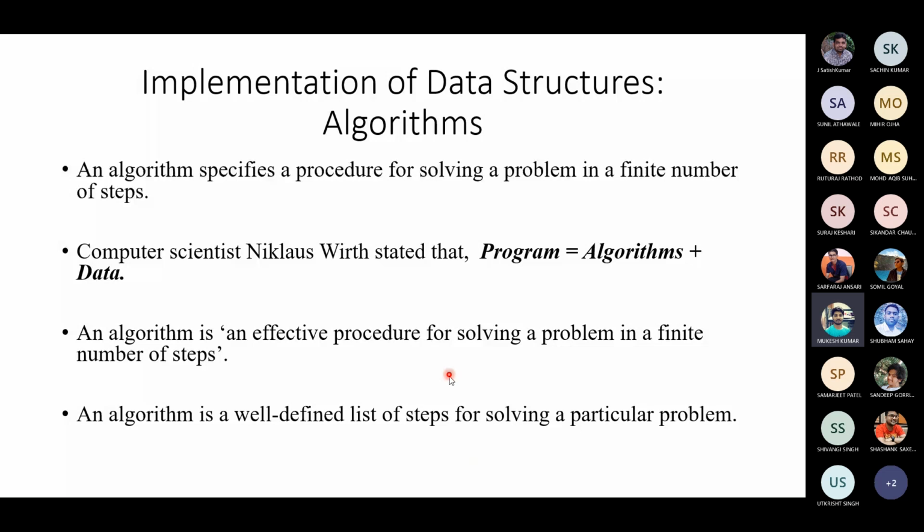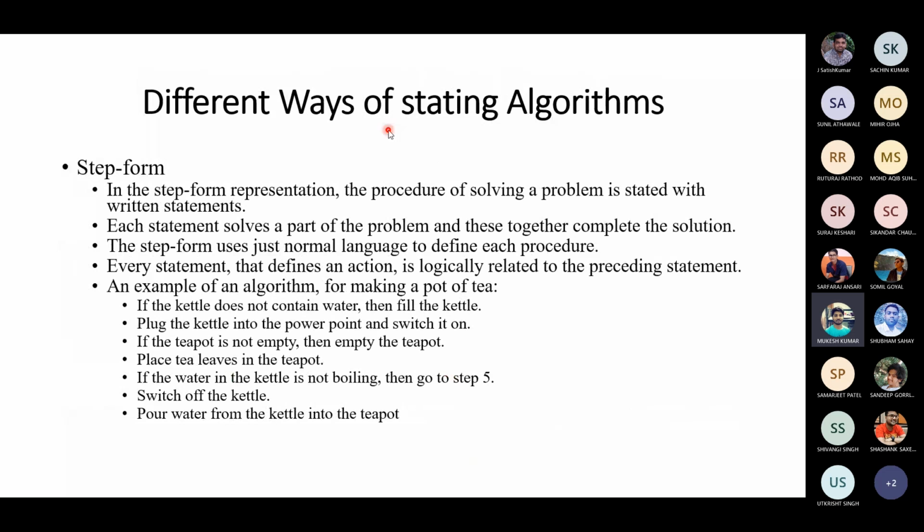So there are different ways of stating an algorithm. One way is the step form. In step form, you will write step 1, step 2, step 3. It is a simple procedure for solving a problem written in steps, written in statements. Each statement solves a part of the problem, and all the steps together complete the solution. The step form is just normal language in which we define a procedure. Every statement defines some action which is logically related to the preceding statement.